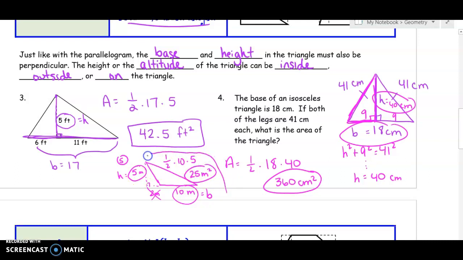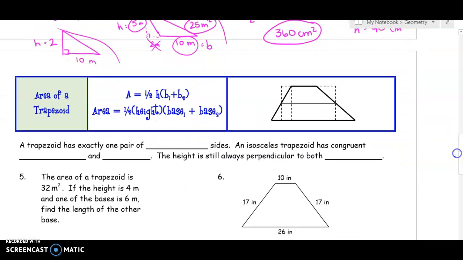So just wanted to show you where the altitude can be. It can be inside. It could be on the triangle as well. So if you have an actual right triangle, you know, and this is 2 and this is 10, you can easily find the area. The height is on the triangle, and you could find the area that way. So inside, outside, or on the circle, depending on what you have.